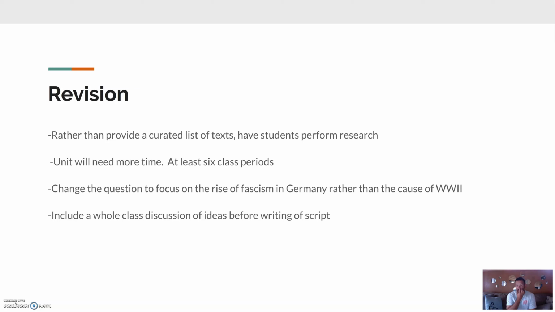And then finally, I want to change the focus. Beforehand, I had it focused as to what were the causes of World War II. I think that's a little too broad. There's too many variations out there that they could get lost in, so I'm going to narrow that down to what was the cause of the rise of fascism in Germany specifically.